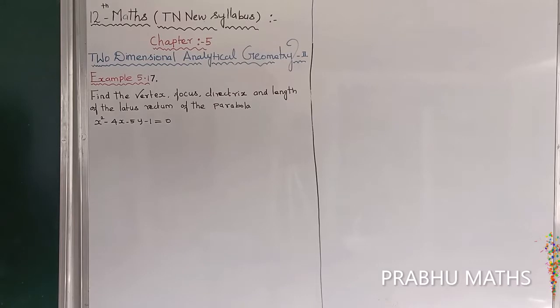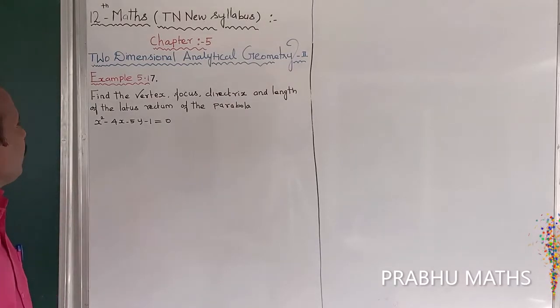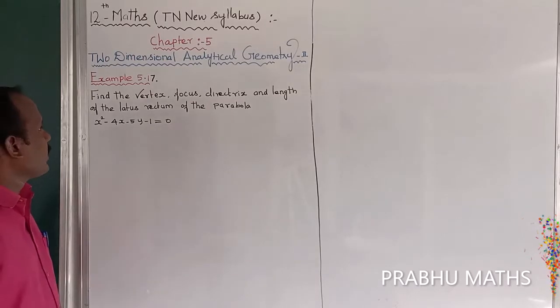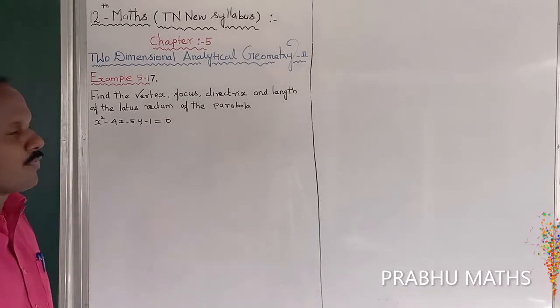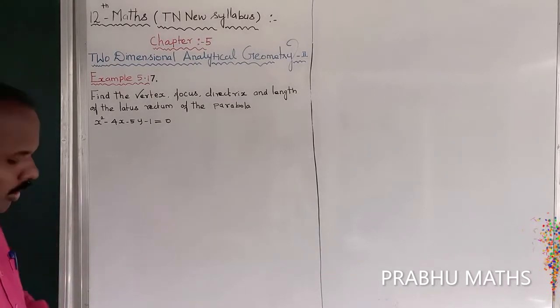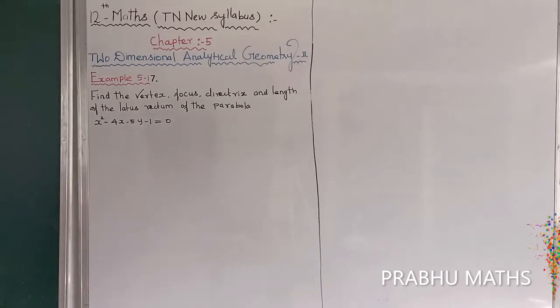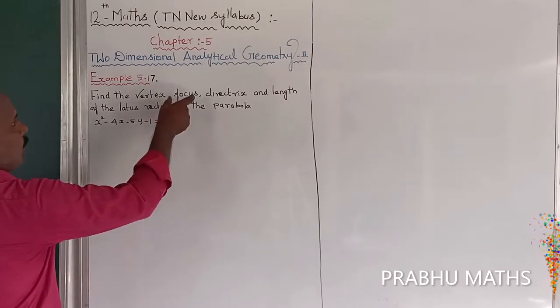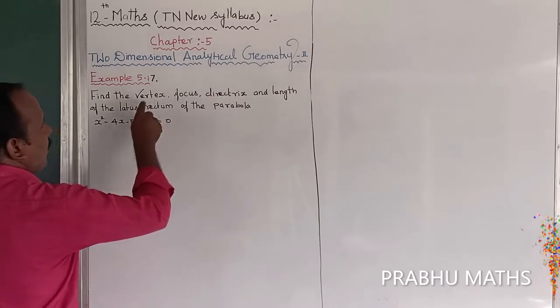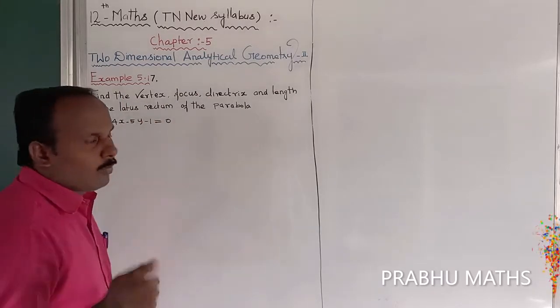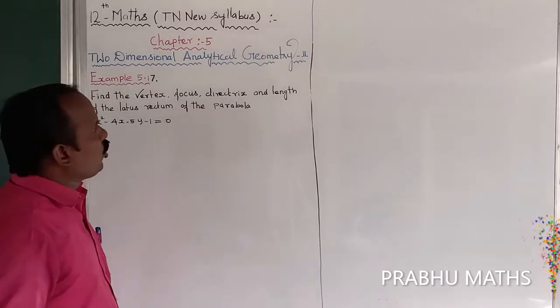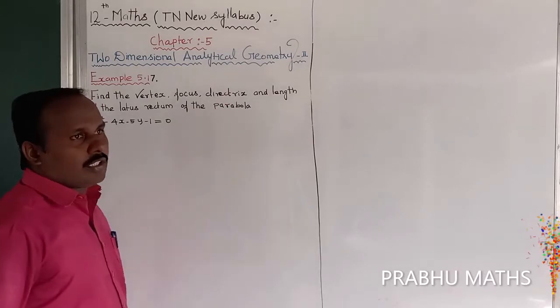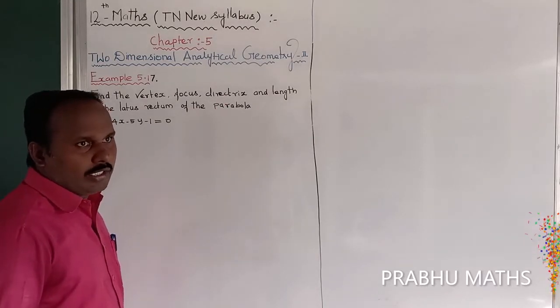Example 5.17: find the vertex, focus, directrix and length of latus rectum of the parabola given by x square minus 4x minus 5y minus 1 equals 0. To find the vertex, the focus and the directrix: vertex means generally (h, k), focus is (a, 0), and the directrix is x equals a or minus a, y equals a or minus a.